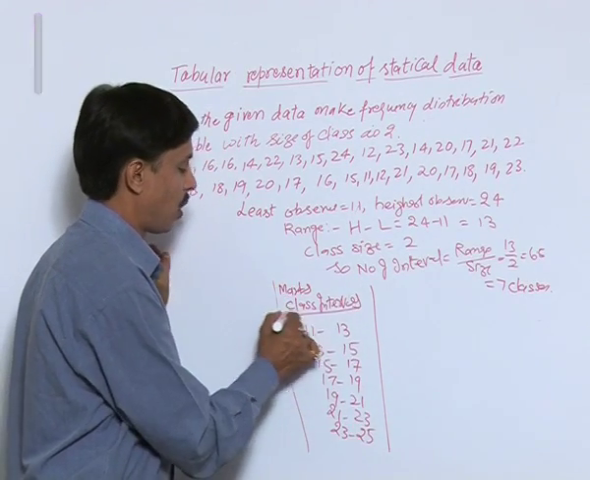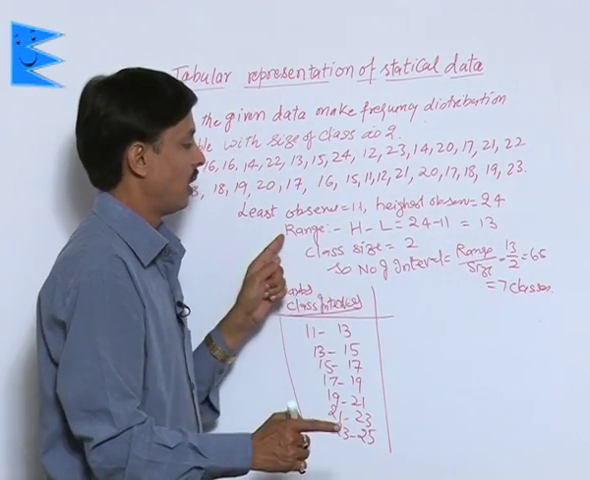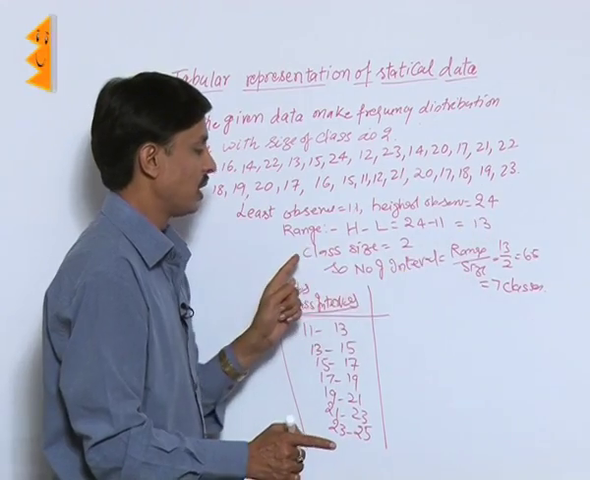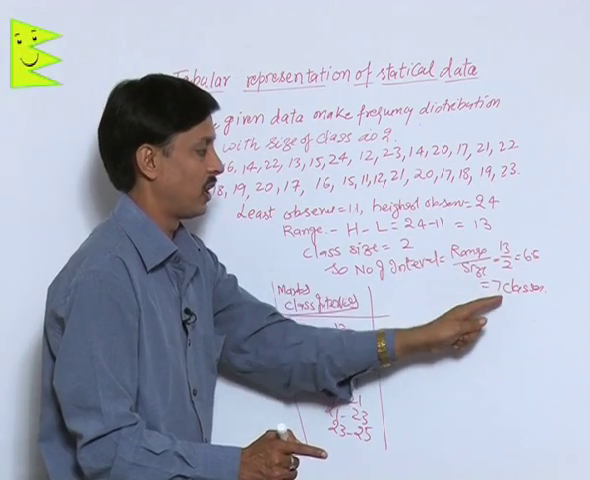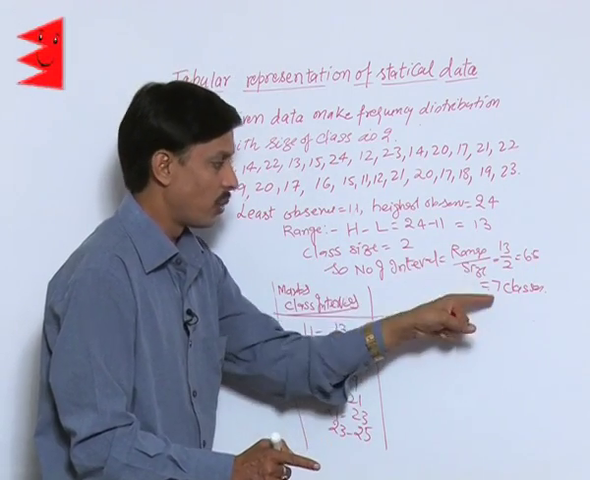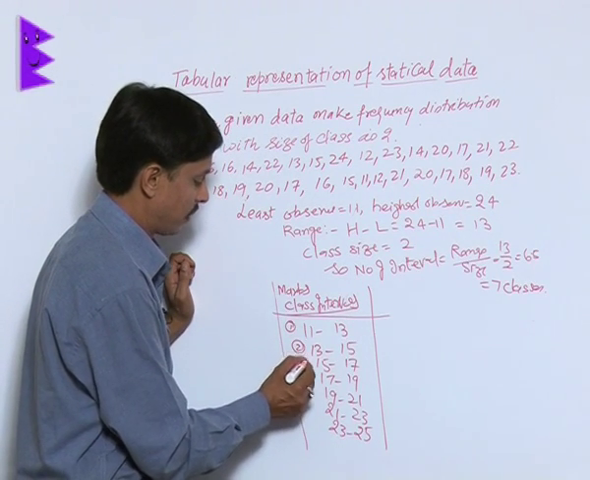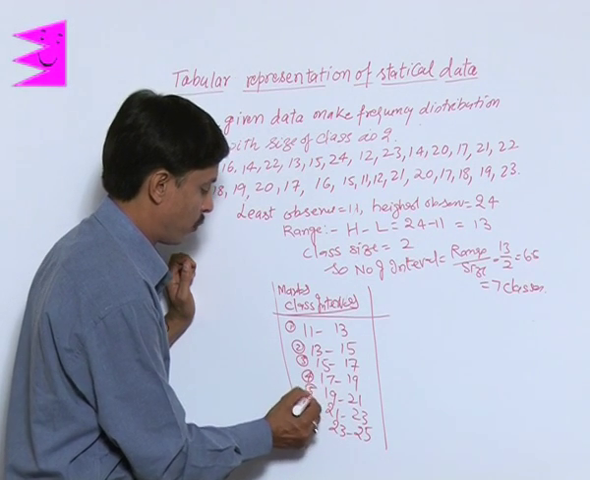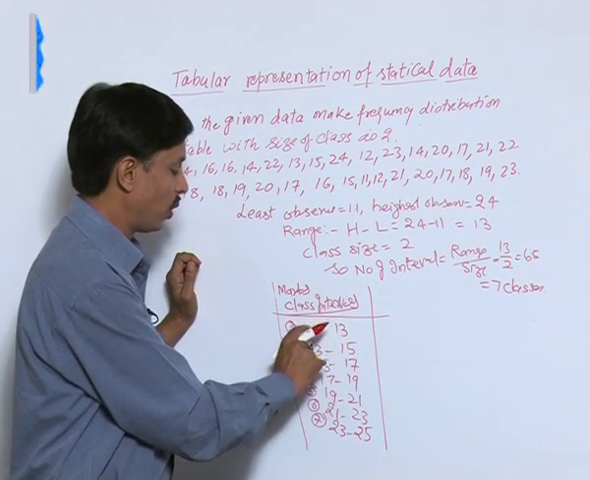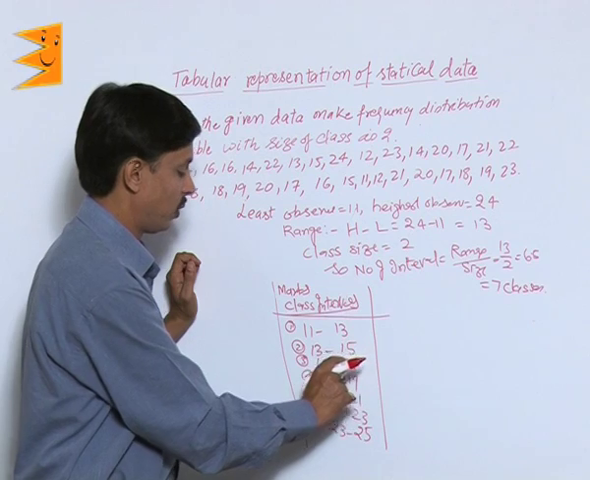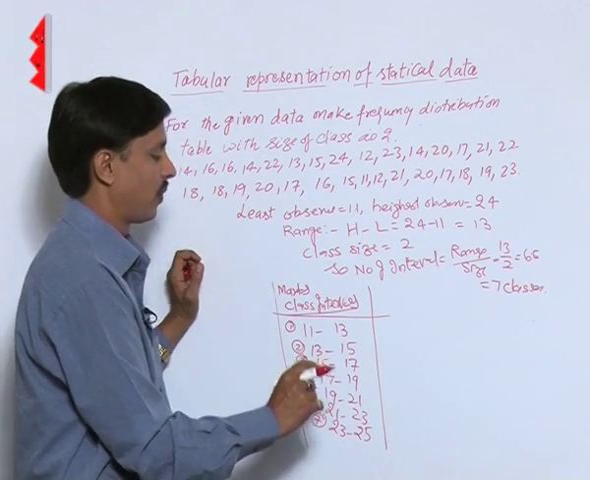These are the classes formed, and much information was already given. Least observation 11, highest 24, that's why range, highest minus lowest, is 13. Size of classes as required is 2 in the problem, hence number of intervals, range upon size, is 6.5. Its rounded value is 7. 1, 2, 3, this is the first class, second class, third class, fourth class, fifth class, sixth, and there are 7 classes. Differences are 2: 11 to 13, 13 to 15, 15 to 17, 17 to 19, 19 to 21, 21 to 23, 23 to 25.